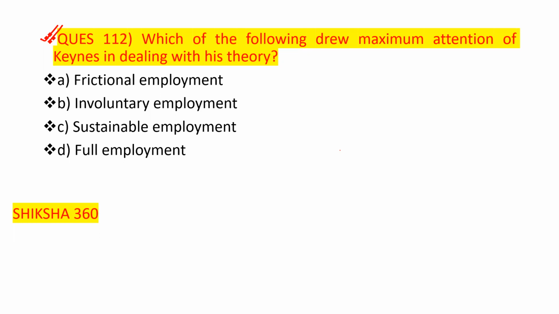So what will Keynes draw maximum attention to? He will give maximum attention to full employment. Option D is the correct answer. Very, very important. Sometimes you will find this type of question. Which of the following draws maximum attention of Keynes in dealing with his theory: frictional employment, involuntary employment, sustainable employment, or full employment? The correct answer is option D, full employment.